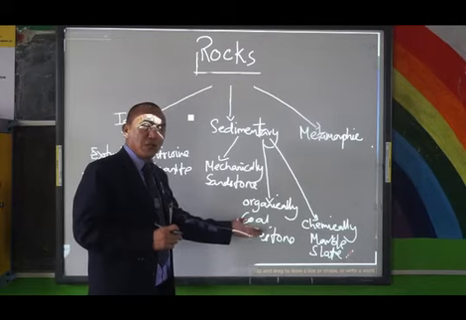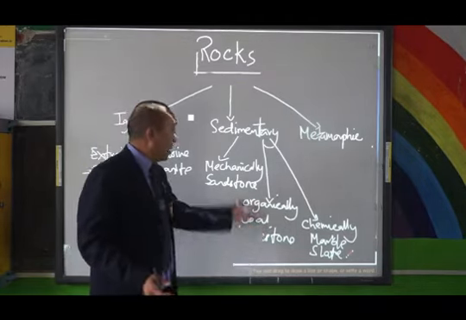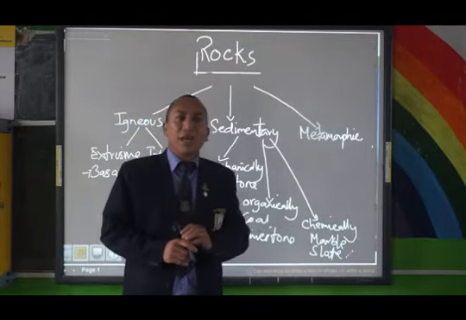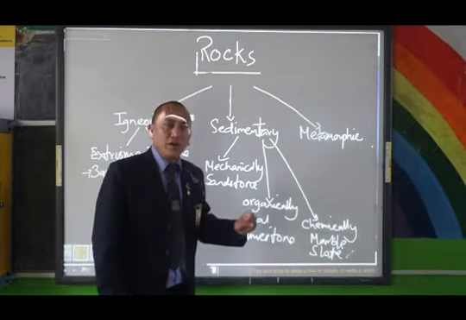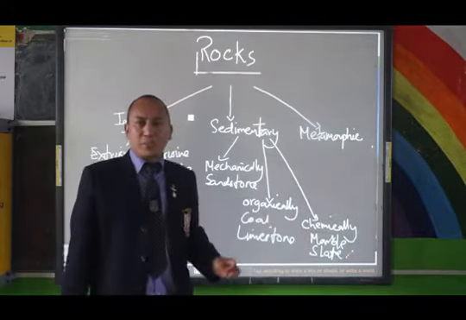Examples of organic sedimentary rocks are formed from the dead remains of animals or plants. And then the third one we have is the chemically formed sedimentary rock. Chemically formed sedimentary rocks are those rocks which have been formed from the evaporate, when the water evaporates in the desert regions, especially in the desert region.